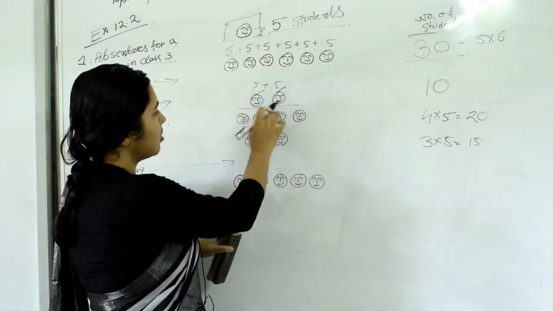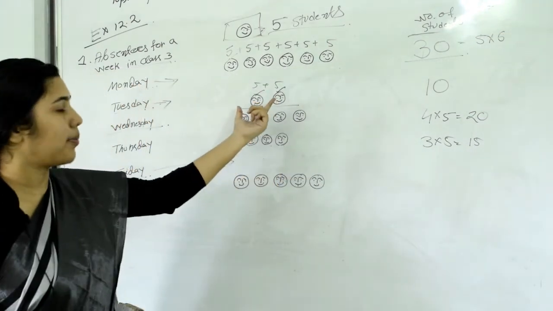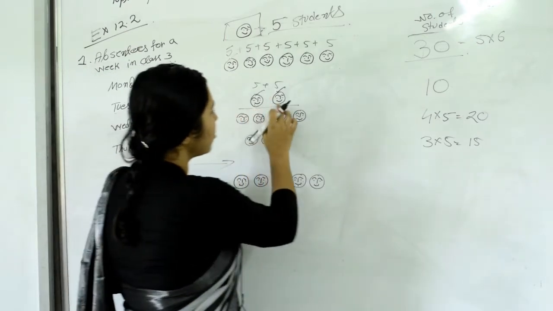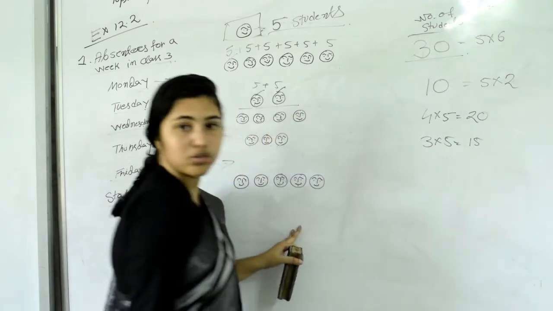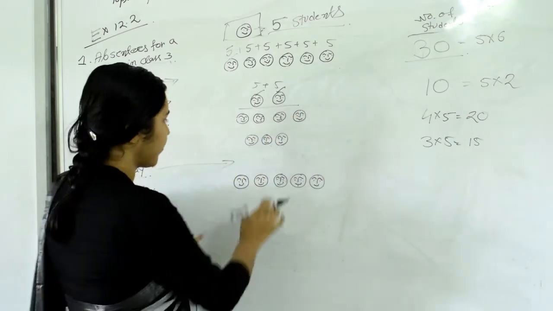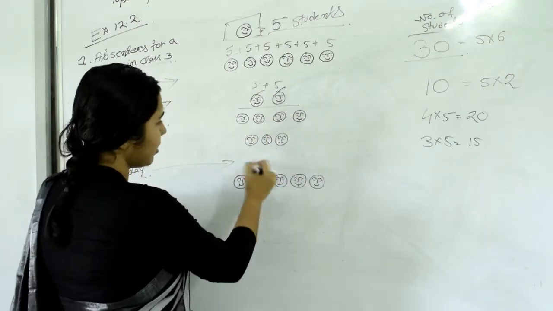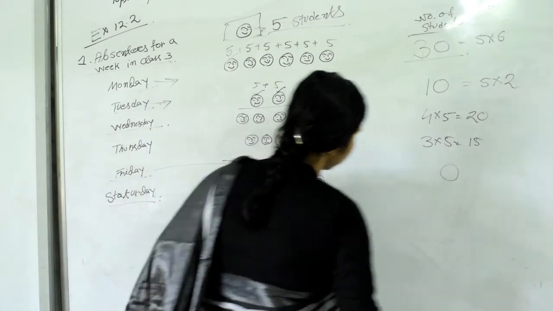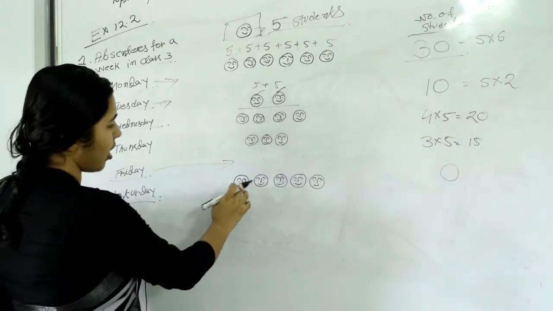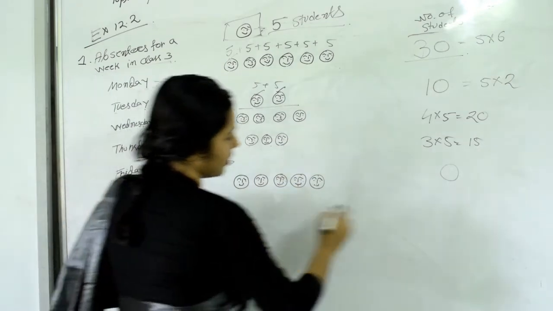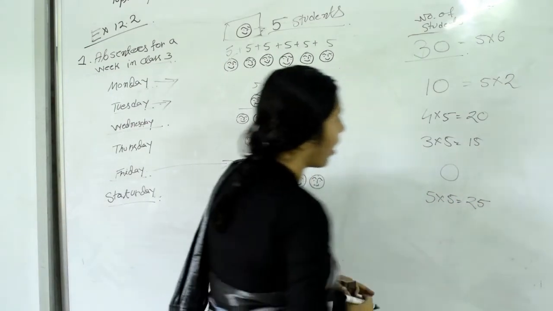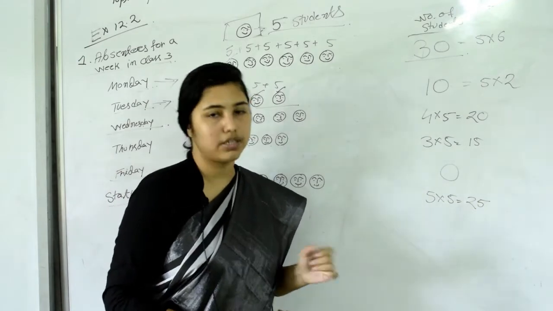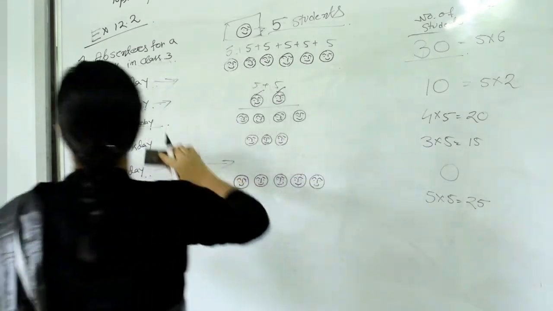So just multiply 5 with 6. Again here we have 2 smiley faces. So 1, 2. So you can also write 5 into 2, which is 10. And next for Friday again 0 students, and for Saturday 1, 2, 3, 4, 5, which means 5 into 5 equals 25 students are absent. Now come to your exercise.